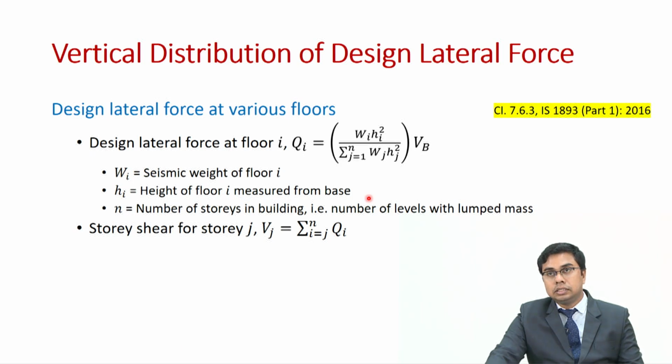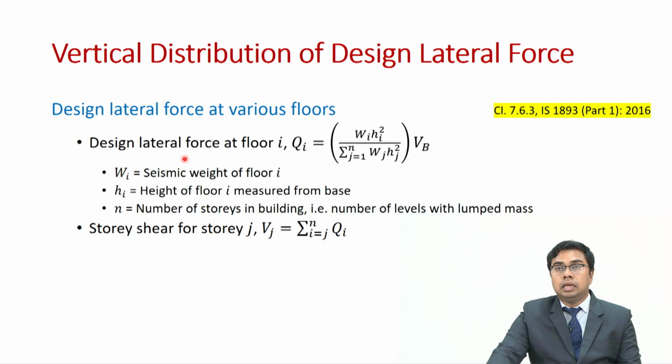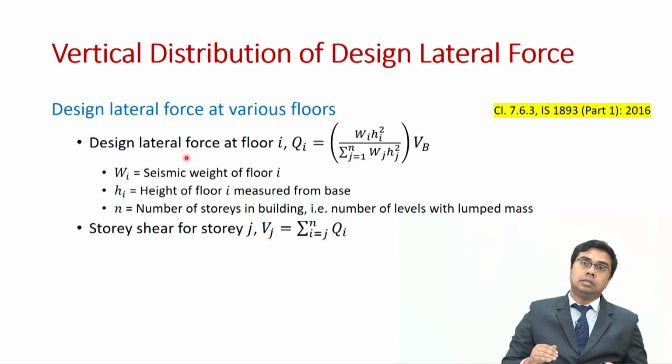For a precise understanding, I suggest that you also look into the code IS 1893 part 1 2016, where it will define what is the base. n is the number of stories in the building, that is, the number of levels with lumped mass. Now, after finding the design lateral force at different floor levels, you can cumulatively add from top to find the story shear for any given story.